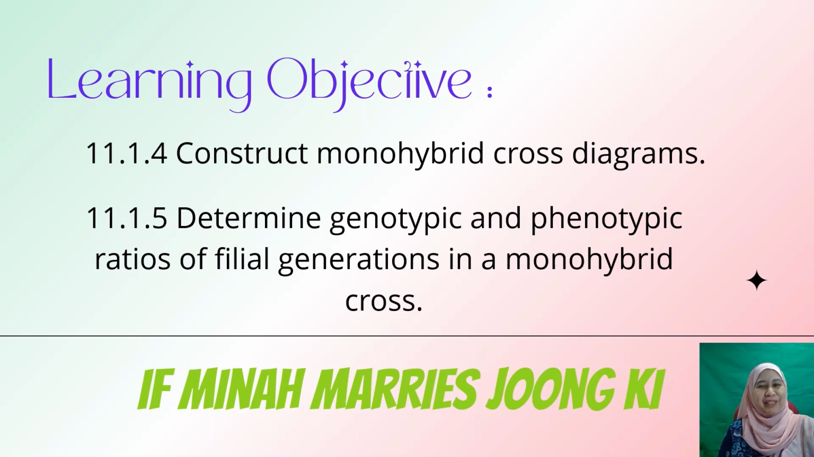The learning objectives for today's lesson are 11.1.4, construct a monohybrid cross diagram, and 11.1.5, determine genotypic and phenotypic ratios of filial generations in a monohybrid cross.